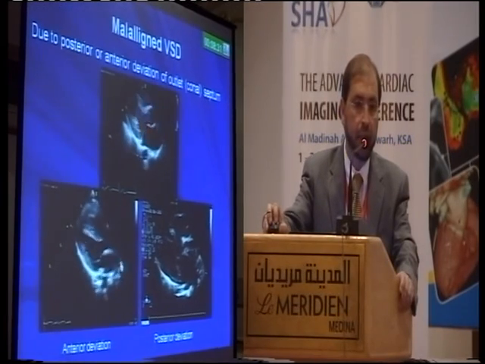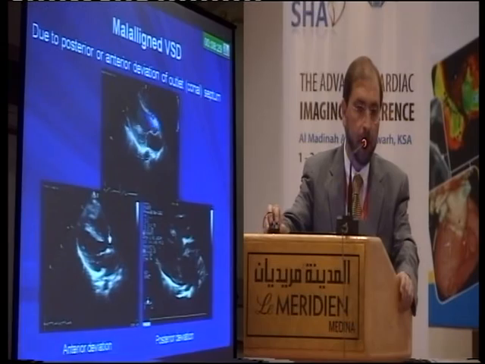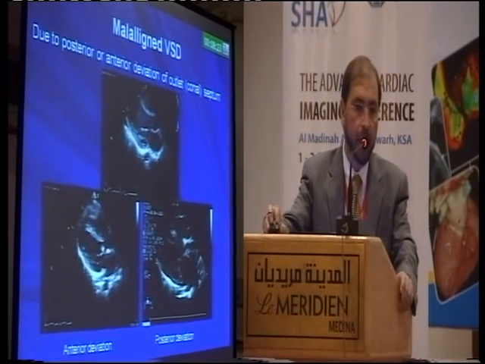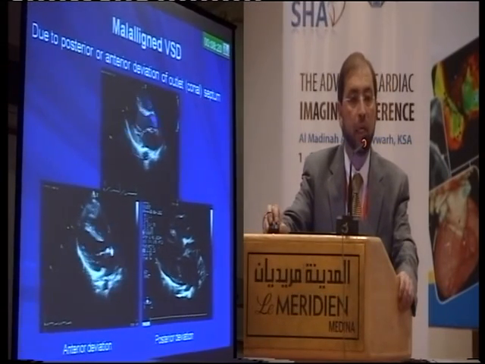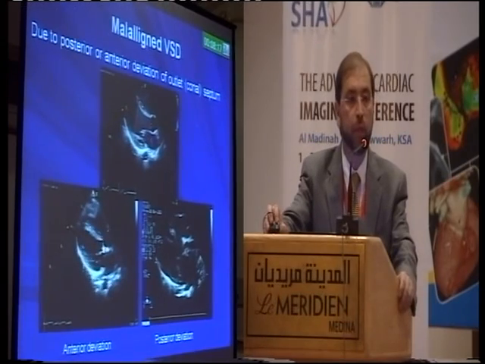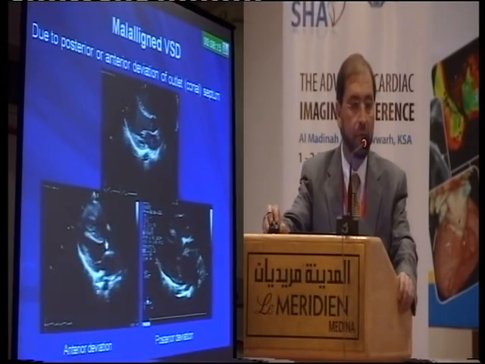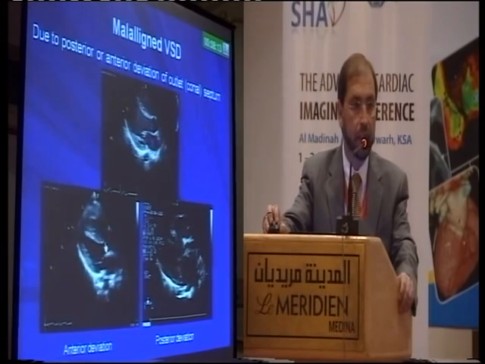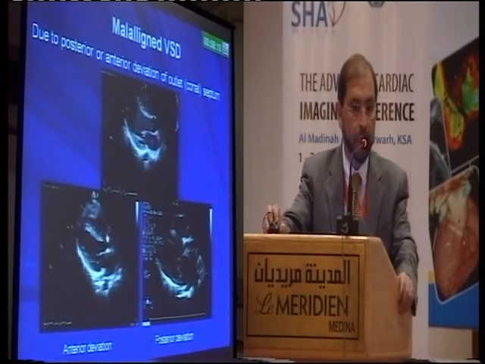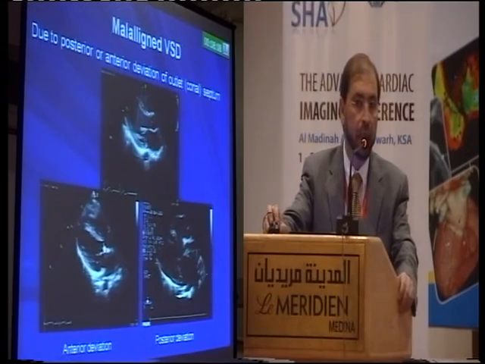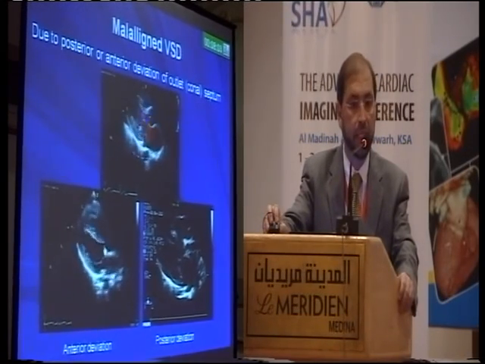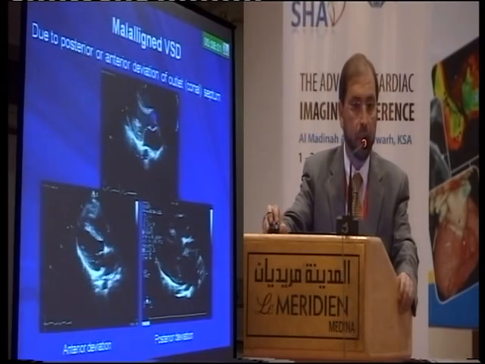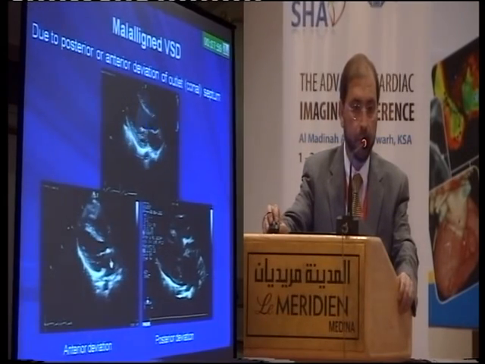An example of that is here. This is part of the outlet septum that is not aligned with the trabecular septum, and you have overriding of the aorta. And this patient has a malaligned VSD. Of course, if you move towards the pulmonary valve and you have pulmonary stenosis, this is tetralogy of Fallot. But if you do not have pulmonary stenosis, this is what we call the malaligned VSD or the Eisenmenger VSD. And it is extremely important to differentiate it from tetralogy of Fallot.